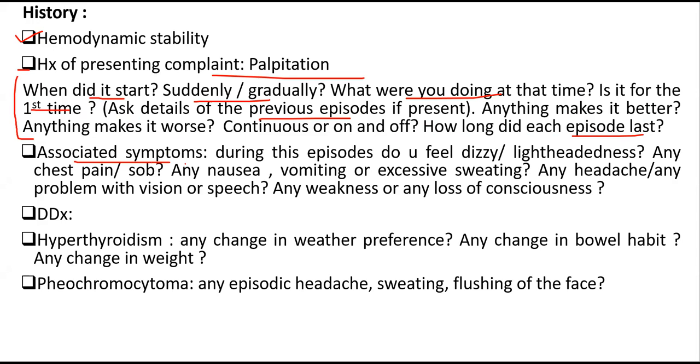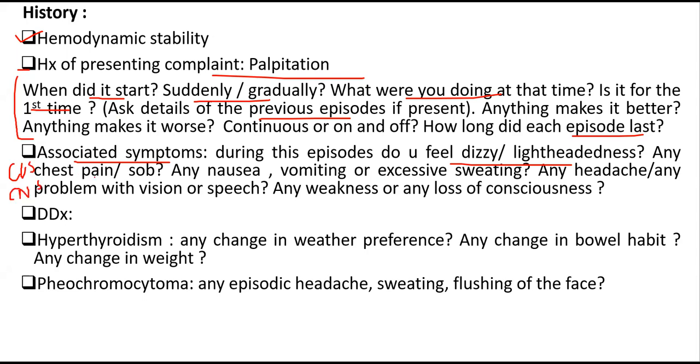Anything related to the heart. So you are asking about, during these episodes, do you feel dizzy or lightheaded? This question is very, very important, because palpitation most of the time will be associated with feeling dizzy or lightheaded. So ask this question and finish all the CVS and CNS differential diagnosis questions here.